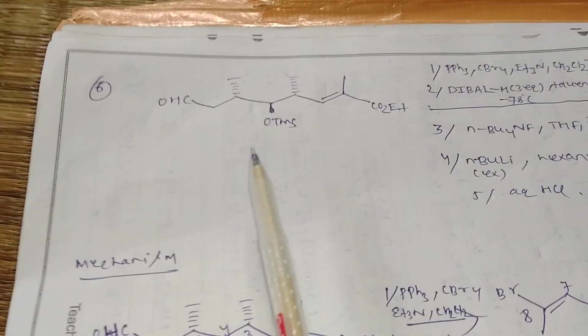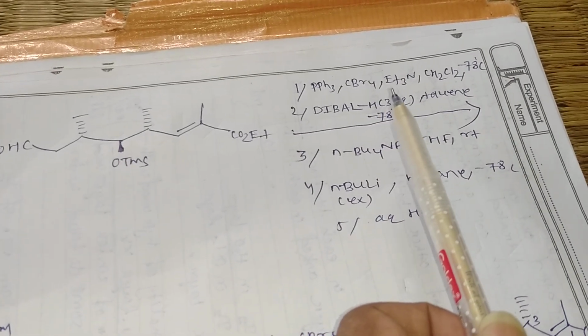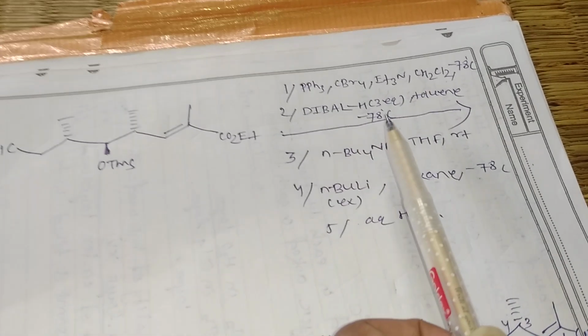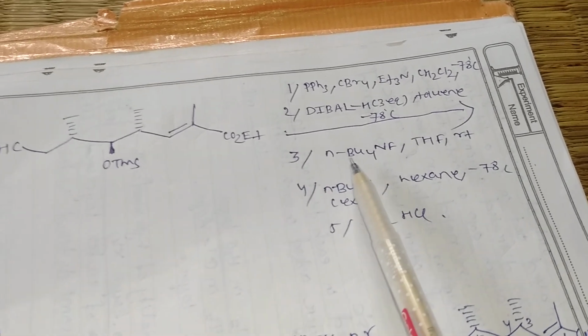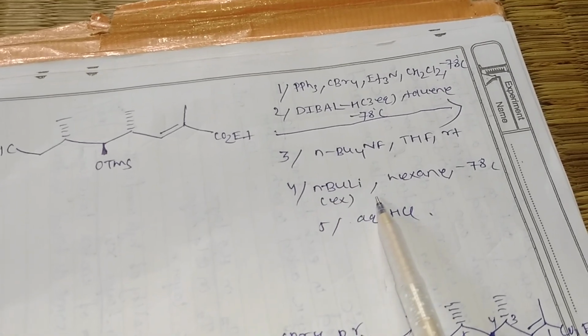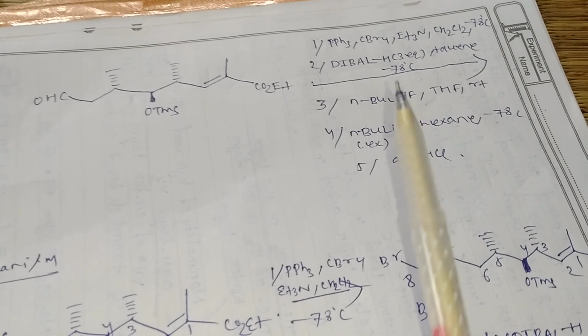And this question is a super question. You can just see that this compound first reacts with PPh3, CBr4, Et3N. This is the Corey-Fuchs reagent. The second one is DIBAL-H, a reducing agent. The third one is the deprotecting agent, TBAF, tetra-butyl ammonium fluoride. And the fourth one is n-butyl lithium. Lithiation takes place, and aqueous HCl. So you can see step by step.